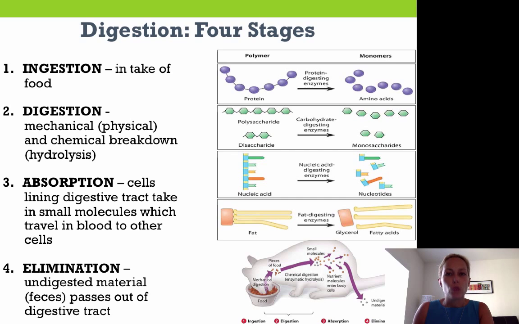Next, you have absorption, where the cells in the lining of your digestive tract, specifically the small intestine, absorb nutrients into the bloodstream, and they are carted away to different areas of the body that need those nutrients. And then last but not least, we have elimination, where any undigested materials, most often fiber, pass out of the digestive tract through the anus.